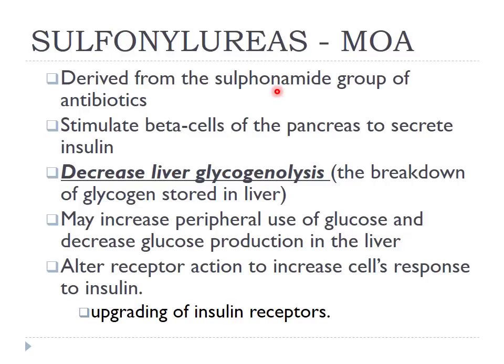Cool. And by doing so, it decreases liver gluconeogenesis. It may also increase the peripheral use of glucose and decrease production in the liver as well. It alters receptor action to increase the cell's response to insulin. So the sulfonylureas do two things. Stimulates the pancreas to produce more insulin and increases the sensitivity of the target cells to insulin. Those are two biggie things that sulfonylureas do.